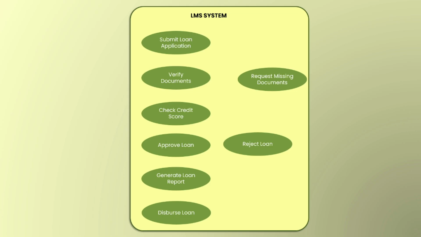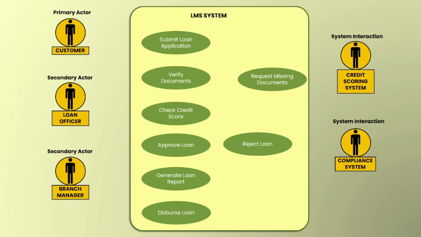Okay, after use cases, now let's move on to actors. You can see here there are three types of actors: primary, secondary, and system interaction is also considered an actor. Now let's see each in detail, why they are primary, why they are secondary. Primary customer means the customer initiates the process by applying for loan. Without the customer, that particular process can't be initiated. So that's why customer is considered a primary actor.